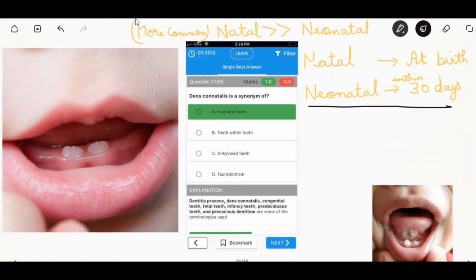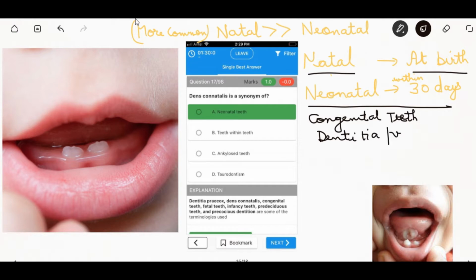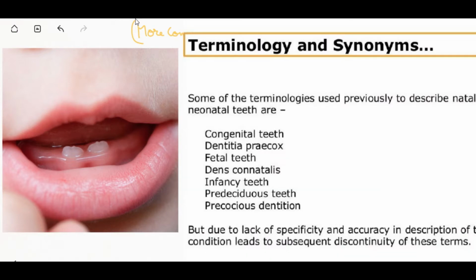The natal teeth are more frequent than the neonatal teeth, the ratio being approximately 3:1. What are the terminology and synonyms that we use for natal and neonatal teeth? They are congenital teeth, dentitia precox, fetal teeth, dens connatalis, infancy teeth, pre-deciduous teeth or precocious dentition.